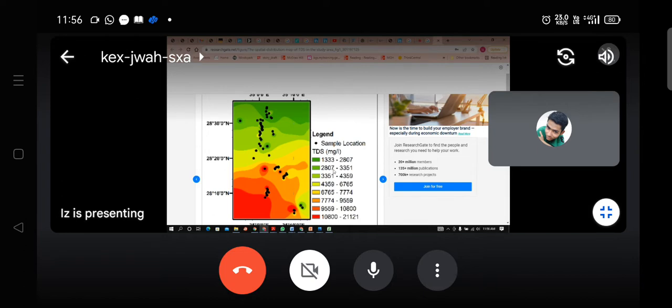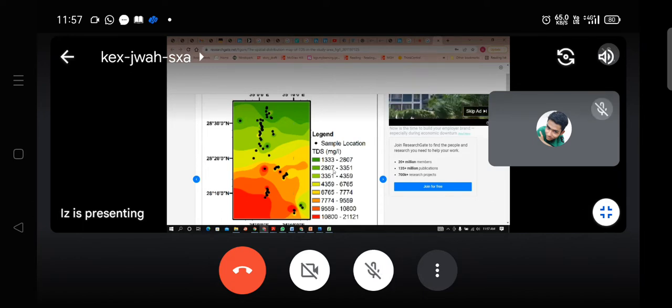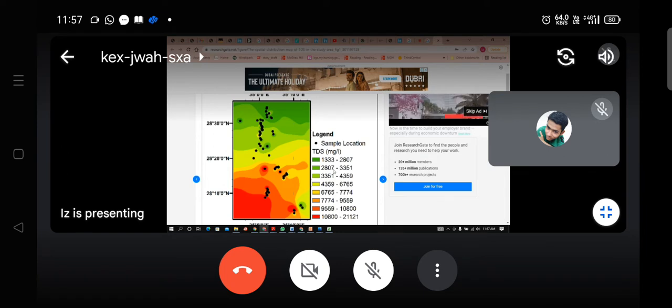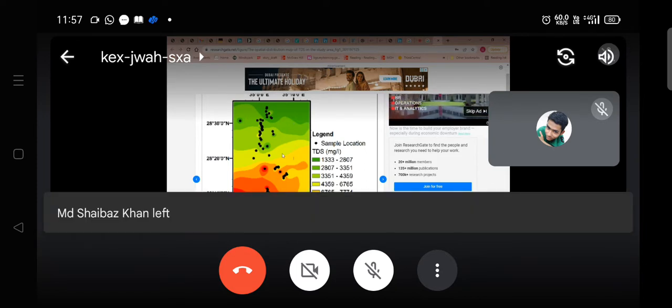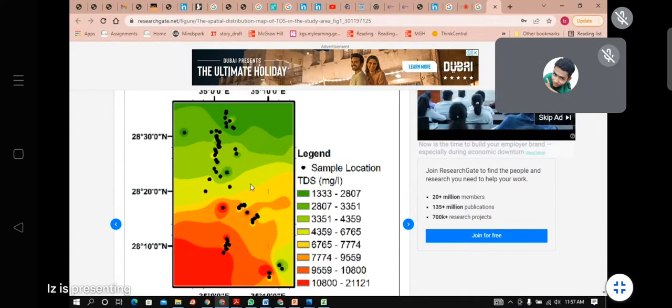Is there any pattern visible in this? Sir, this is a latitudinal variation, there is variation in this. Then you should tell the direction of the variation. What is the direction of the variation and how is it changing? There is a gradational change in total dissolved solids. North to south, it's a big change actually. It's a very big change.